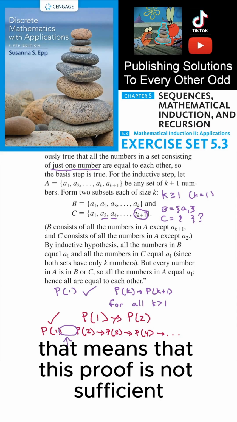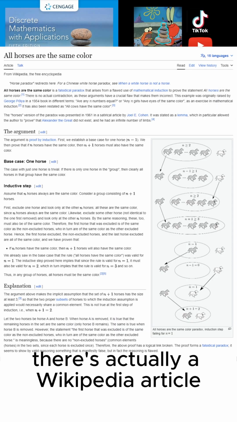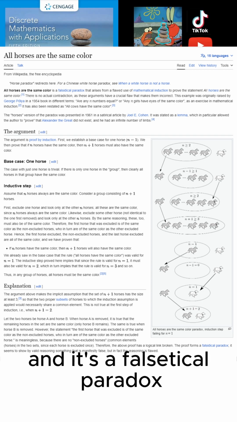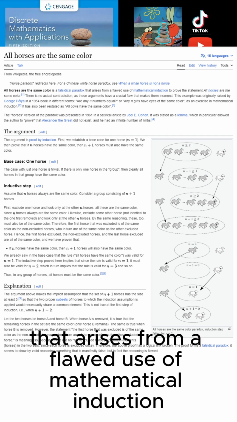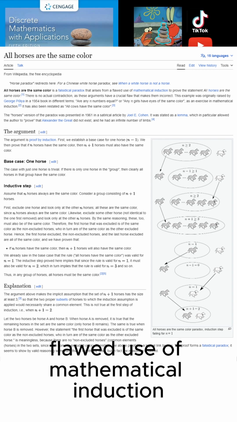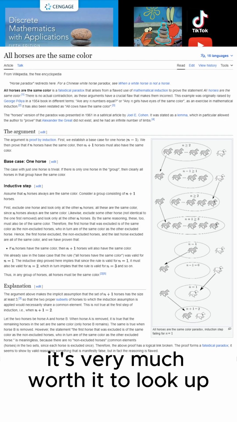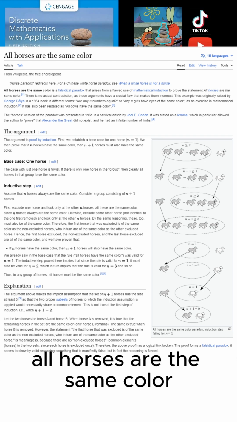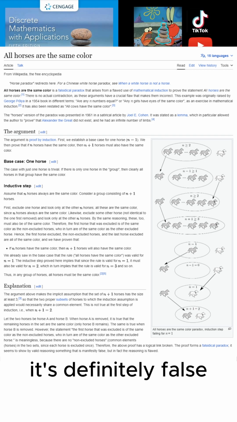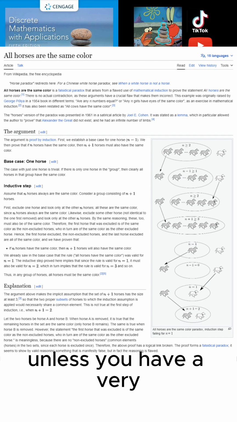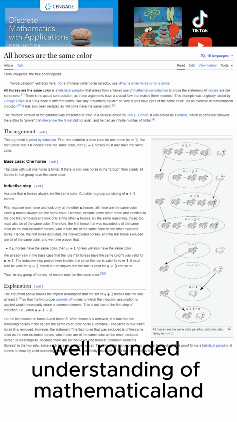There's actually a Wikipedia article that explains this very well, and it's a falsidical paradox that arises from a flawed use of mathematical induction. And it's this exact same flawed use of mathematical induction. So if you want to understand this subtle issue here, it's very much worth it to look up "all horses are the same color." It's an absurd statement. It's definitely false, but the proof will look correct unless you have a very well-rounded understanding of mathematical induction.